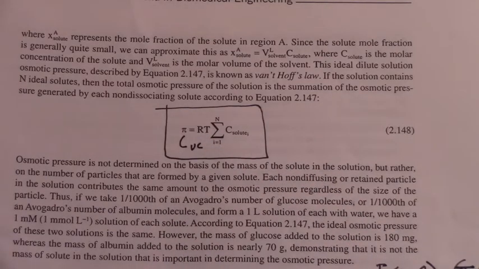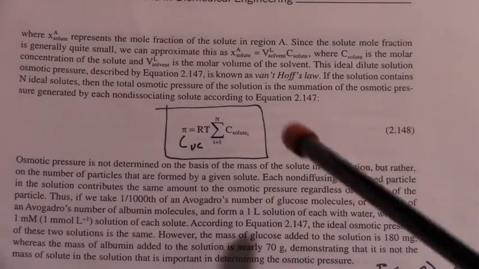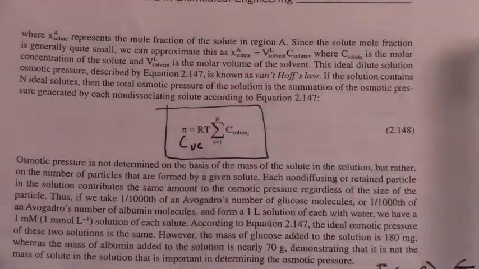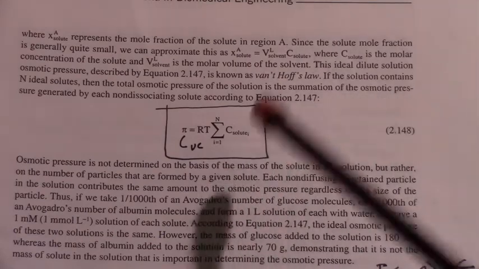And usually, you got to be careful. Like if a problem says you've got a 1 molar solution of sodium chloride, that means that you've really got a mole of sodium and a mole of chloride.